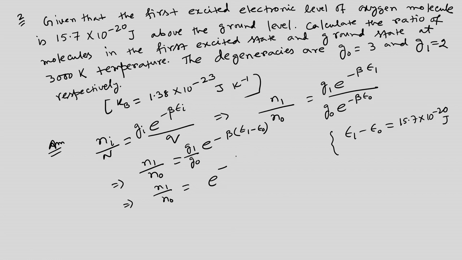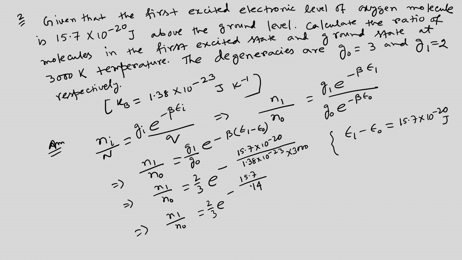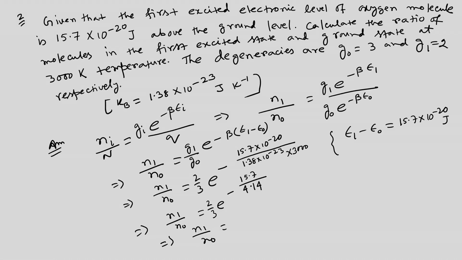If you substitute this value here, we get 15.7 times 10 to the minus 20, and beta is 1 by kB times T, so 1.38 times 10 to the minus 23 times 3000. The g1 by g0 value is also there, so we get 2 by 3 times e to the minus 15.7 by 4.14. If we calculate further, the value of N1 by N0 is 0.015. So, this is again a simple problem.